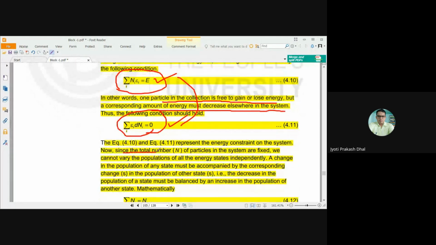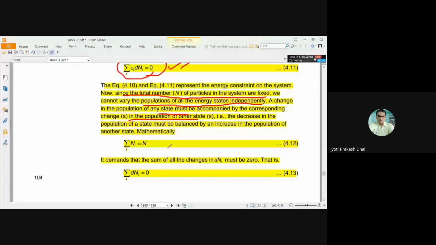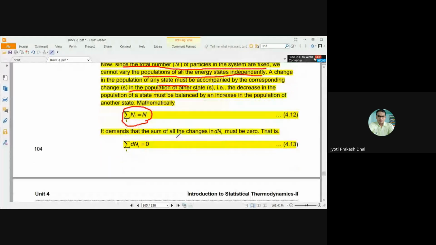Now since the total number of particles of the system is fixed, we cannot vary the population of all the energy states independently. A change in the population of any state must be accompanied by corresponding changes in the population of the other states. As the total number of particles in the system is fixed, if the population of any state is increased, definitely the population of some other state must be decreased. And mathematically, the summation of ni equals N. It demands that the sum of all the changes dni must be 0. So that is the summation of dni equals 0.